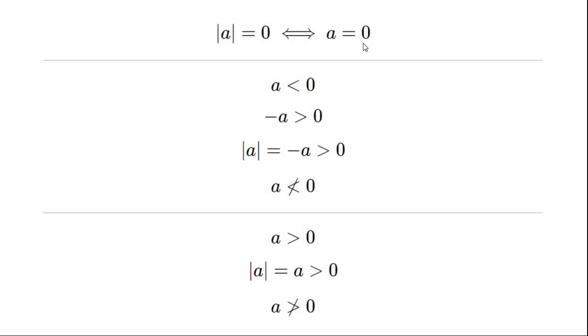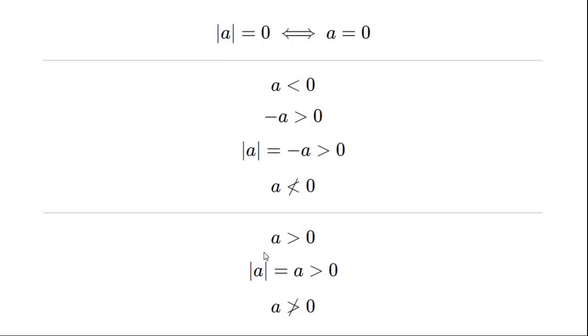So now we're going to prove that the absolute value of a being 0 implies that a is equal to 0. So let's start with the first case. If a is less than 0, then negative a is greater than 0, and the absolute value of a is equal to negative a, which we just said is greater than 0. So then a cannot be less than 0 because we've run into a contradiction. A being less than 0 implies that the absolute value of a is greater than 0, but we know the absolute value of a is equal to 0. That's our starting assumption. So we've run into a contradiction.